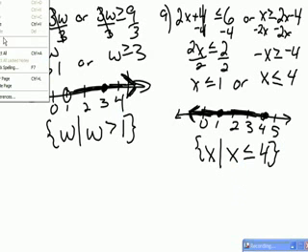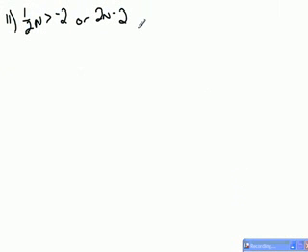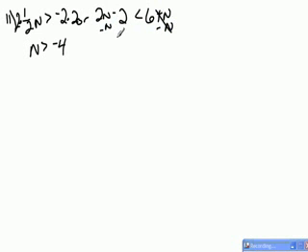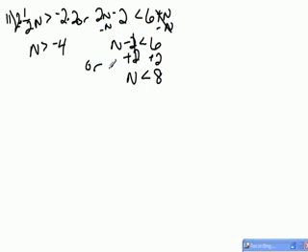And the last problem is number 11. Number 11 says 1/2 n greater than negative 2, or 2n minus 2 is less than 6 plus n. Over here, I would multiply by 2 to get rid of that 1/2, which will give me n is greater than negative 4. Over here, I would say I want to subtract n first. That'll give me n minus 2 is less than 6. Add 2 to both sides. N is less than 8. And this was an OR.